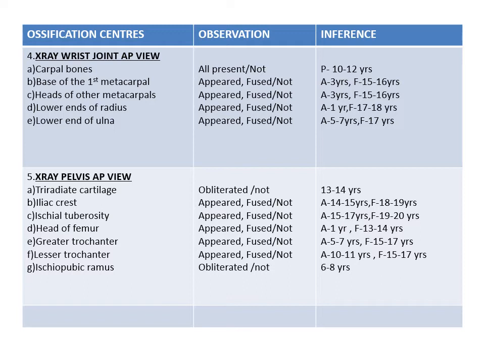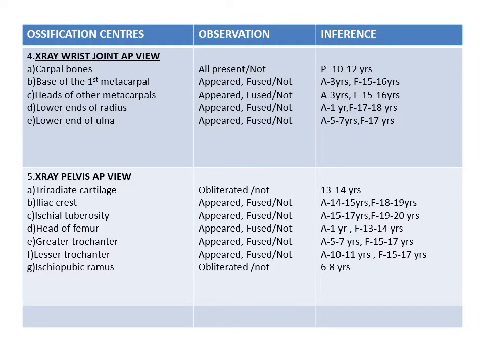Then base of the first metacarpal appears by the age of 3 years and it fuses by the age of 15 to 16. And heads of other metacarpals I have showed you previously in the previous X-rays how they look. They appear at the age of 3 years and fusion 15 to 16. Then lower ends of radius and ulna, they appear at the age of 1 and 5 years respectively, and they fuse at the age of 17 to 18 years and 17 years respectively. So the last to appear is lower end of ulna, but it fuses earlier when compared to radius.